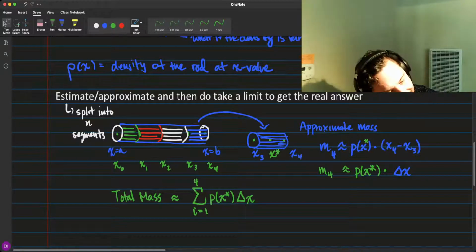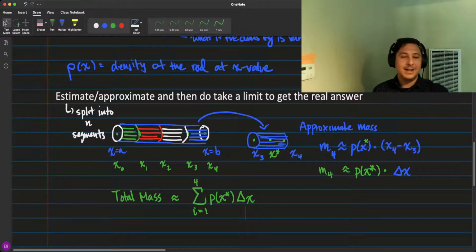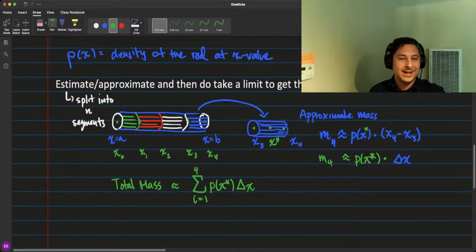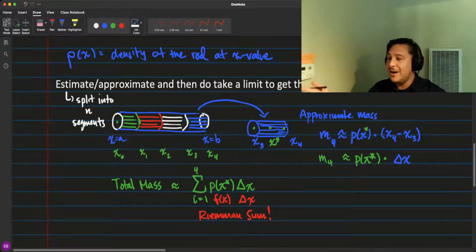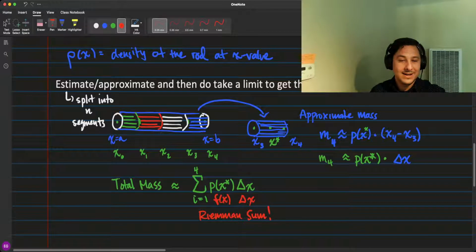Now looking at this, you're like, oh, what do I have here? This is just a Riemann sum. This is your f of x, and this is your delta x. But now, what's the interpretation of f of x and delta x? It is no longer the area of a rectangle, it is now the mass of a rod segment.